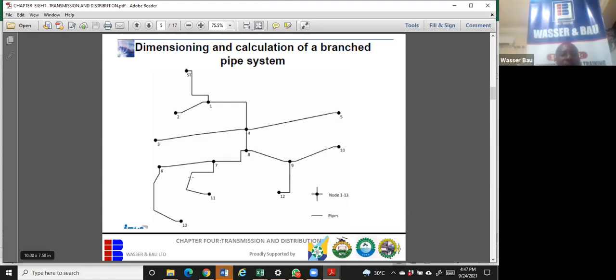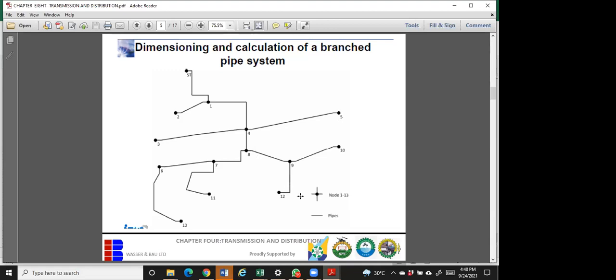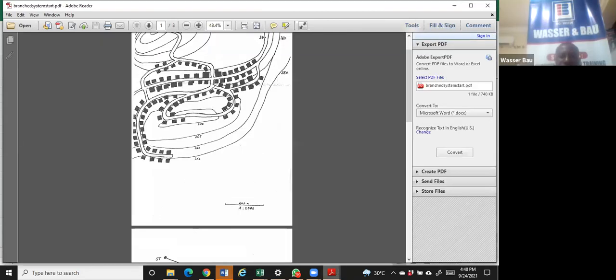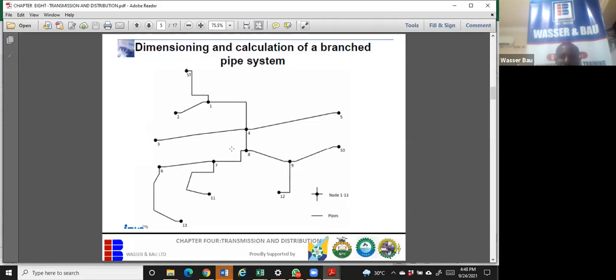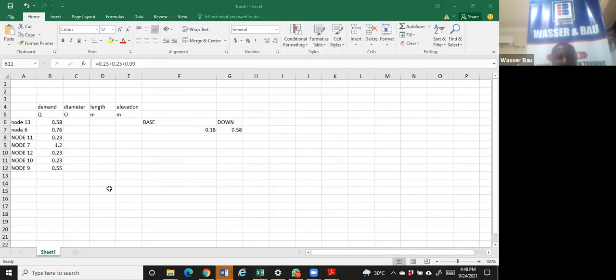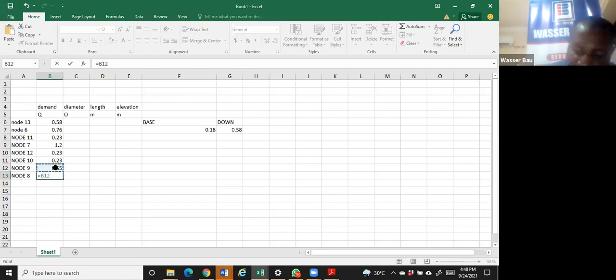Why? Because node 7 has already captured the downstream. Now, are there any houses between the nodes? There are no houses. Node 8 does not have any house on itself. So node 8 is automatically node 9 plus node 7. Any disagreement? Node 8 is going to be equal to node 9 plus node 7, and that will be 1.75.